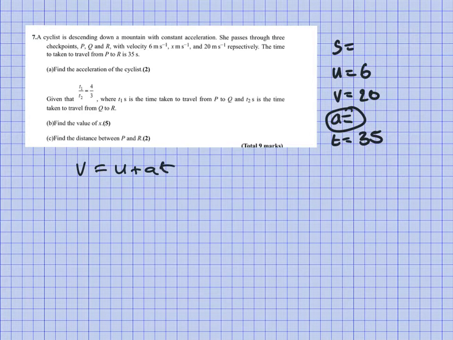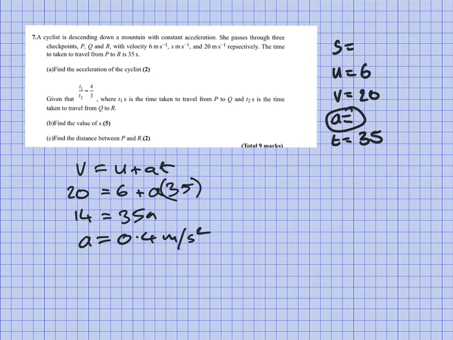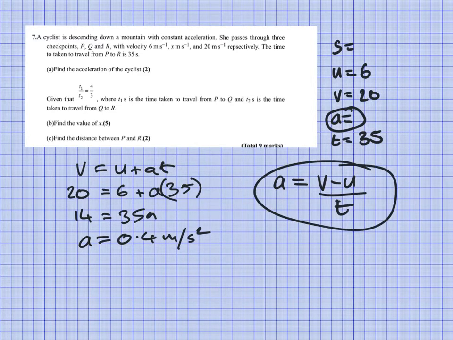And here V is 20 and U is 6. A is the thing we're trying to find, and T is 35. So 14 equals 35A. So A is 14 over 35, which is 2/5. So A is 0.4 meters per second squared. Obviously, you can use different variations of that, some of which are simpler to get to, such as A equals V minus U over T.